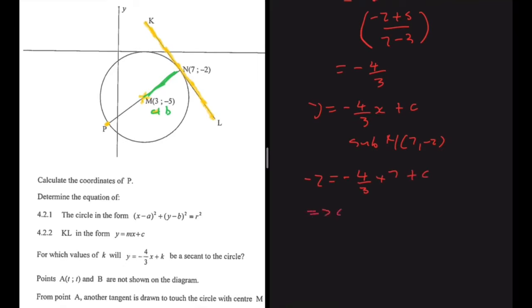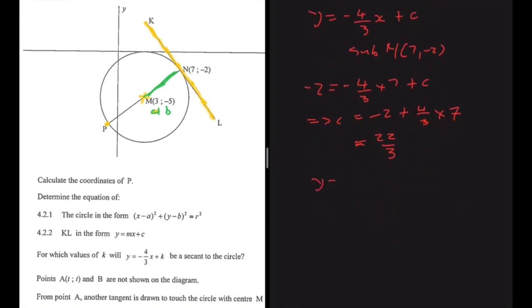So c should be equal to minus 2 plus 4 divided by 3 multiplied by 7, and this should be equal to, so we have minus 2 plus 4 divided by 3 multiplied by 7, so c is 22 divided by 3, right?